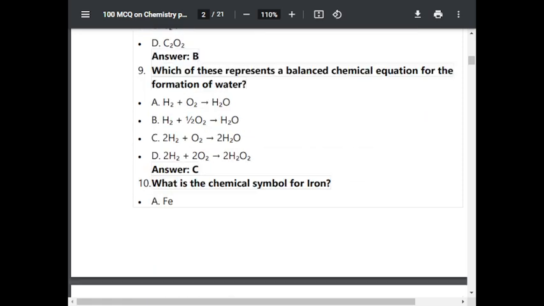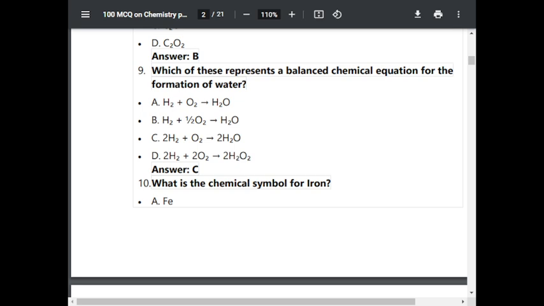Question number 9. Which of these represents a balanced chemical equation for formation of water? Option A H2 plus O2 gives H2O. Option B H2 plus half O2 gives H2O. Option C 2H2 plus O2 equals 2H2O. Option D 2H2 plus 2O2 gives 2H2O. The correct answer is C, 2H2 plus O2 equals 2H2O.